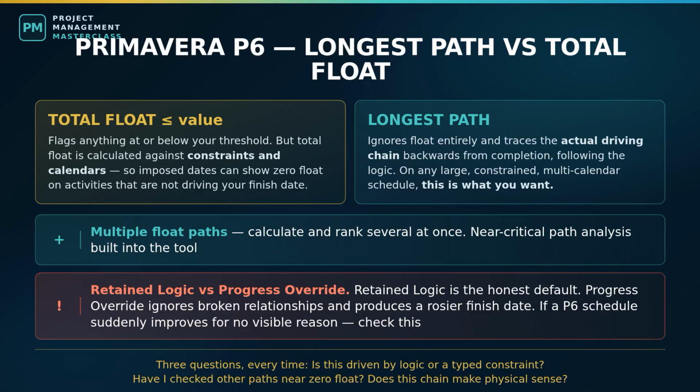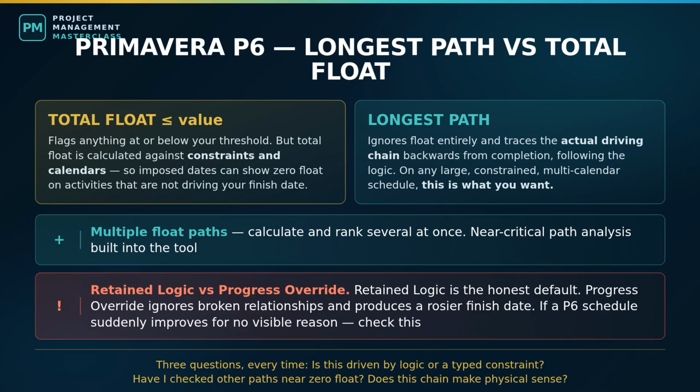And one more setting that materially changes your answer: retained logic versus progress override. It controls how the tool handles out-of-sequence progress, work that started before its predecessor finished. Retained logic preserves your network relationships and is the honest default. Progress override ignores the broken relationship and can produce a considerably more optimistic finish date. If a P6 schedule suddenly improves for no visible reason, check whether somebody switched to progress override.